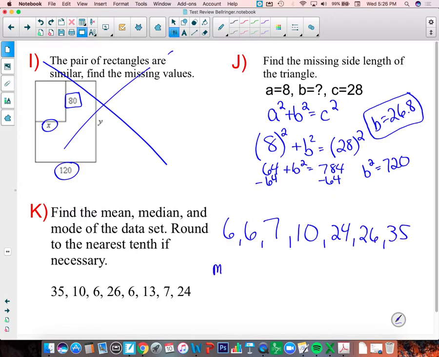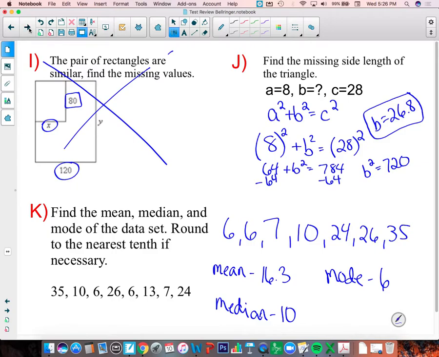So mean first, or x bar if you remember that from before. Mean is we add them all up and divide by how many we have. So we have 7 numbers. So I have 16.3 because we want to round to the nearest 10th. So 16.3 is my mean. Median is the middle number. So if we count from the outsides, we have 10 as the middle number. And mode is the one that appears most often, so that would be 6. And that is all. Okay?